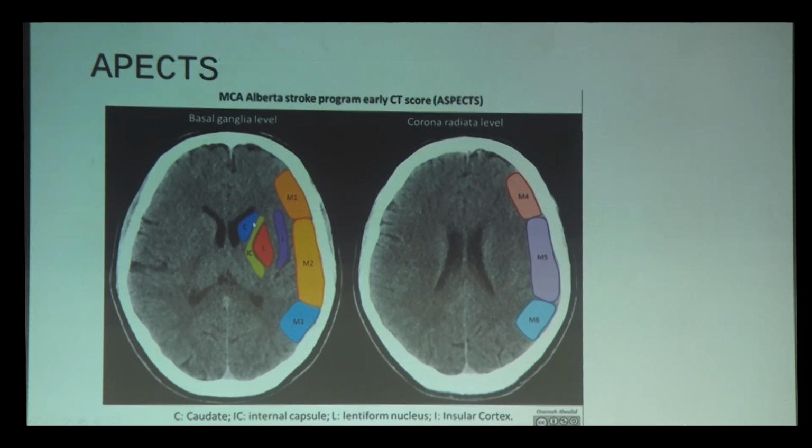The total normal score is 10, that is a normal CT brain. So we have to deduct 1 point for each of these areas if there is a hypodensity. Similarly, in the corona radiata or supraganglionic level, we need to subtract 1 for each of M4, M5, and M6. This is usually on both sides.